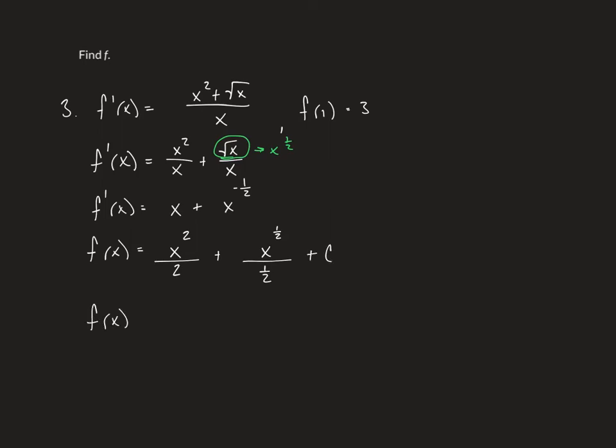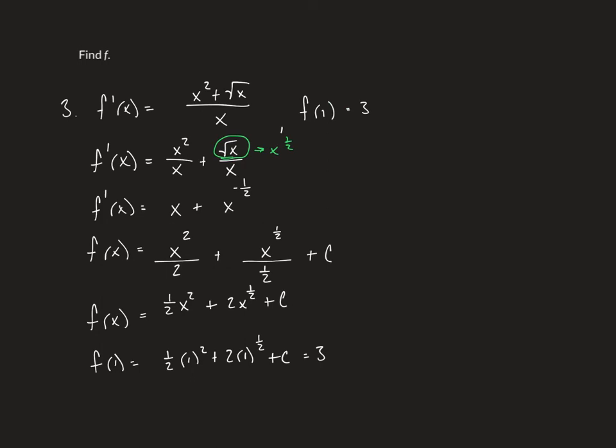So f of x equals x squared with a 1/2 in front plus, and remember when we divide by 1/2, that's the same thing as multiplying by 2, plus c. Okay, and so now what we know, based on our initial condition, is that f of 1 is equal to 3, because that was given to us to help us find this constant value.